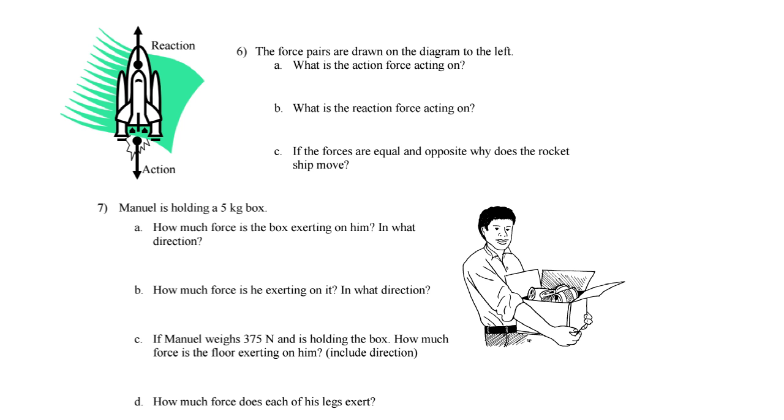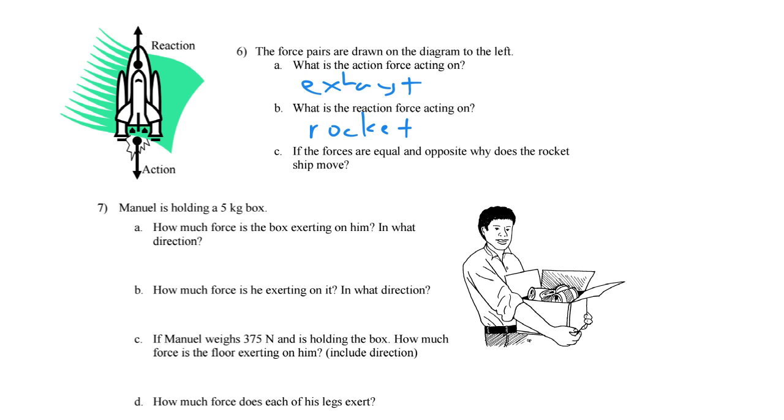All right, last page. The force pairs are drawn in the diagram on the left. What is the action force acting on? It is acting on the exhaust, or the fuel that's being ejected out of the back of the rocket. I'll just call it the exhaust. What is the reaction force acting on? It's the rocket itself. The exhaust is being pushed down so that the rocket gets a reaction force to go back up.